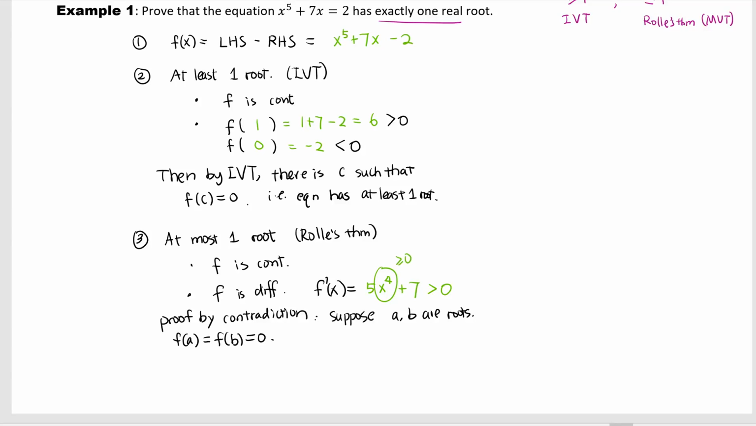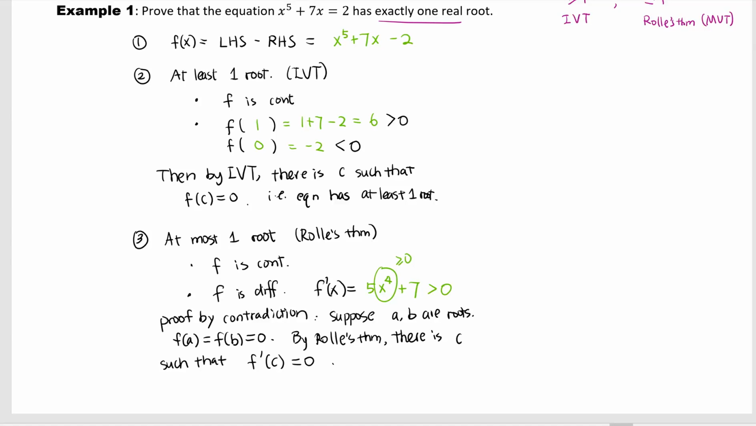Okay, so if we have two roots, f of a equals f of b equals 0, then because f is continuous and f is differentiable and f of a equals f of b equals 0, those are all the hypotheses of Rolle's theorem. And then, by Rolle's theorem, there is a c such that f prime of c equals 0.